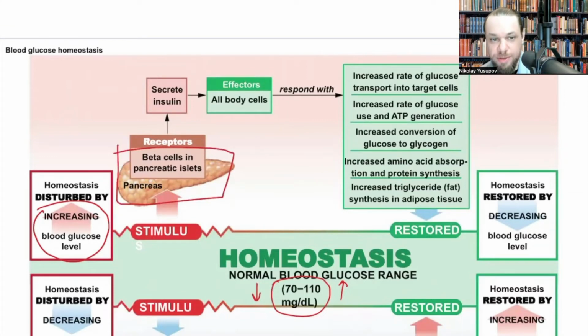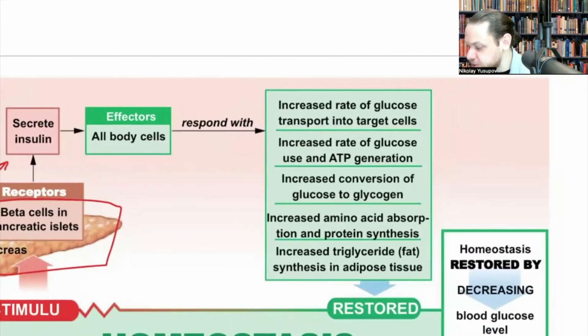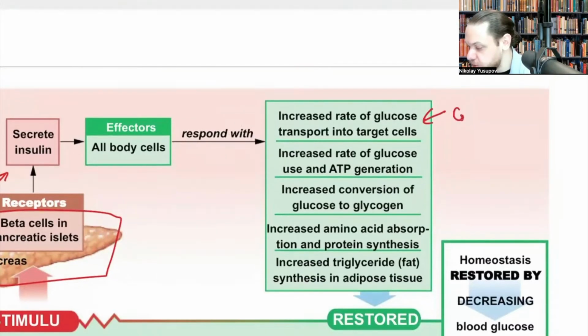Which cells are going to do it? It's the beta cells. And once insulin is released, the capillaries in the pancreas will basically take up this insulin and send it into the bloodstream, right? So what's the effect? It increases glucose transport to the target cell. Specifically, it's going to do so with glucose type 4 transporters, which are found predominantly in your adipose and your muscle cells.